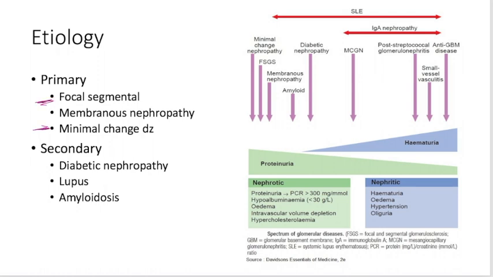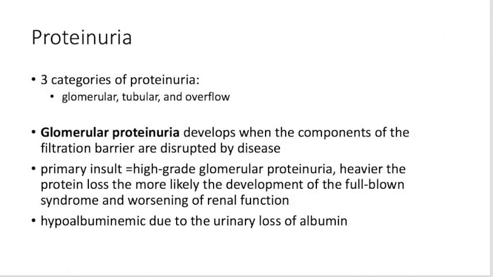Minimal change disease is seen in children, and focal segmental glomerular sclerosis in adults. Secondary causes would be related to autoimmune disease, such as lupus, or amyloidosis, and then here is diabetic nephropathy. Here is a nice schematic too to look at your etiologies. So let's take a look at proteinuria.